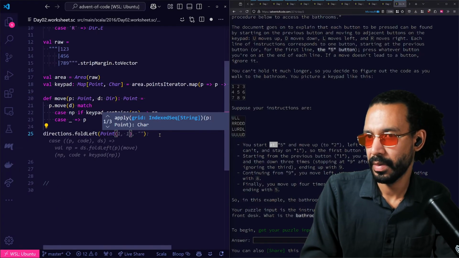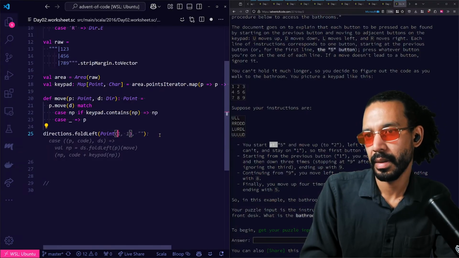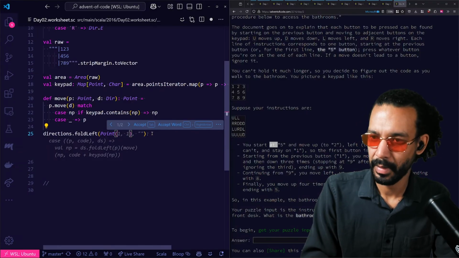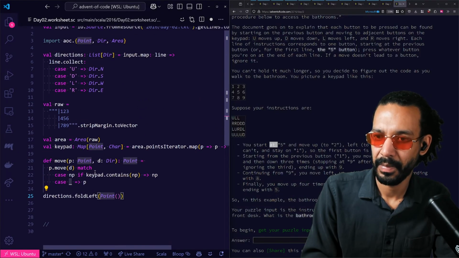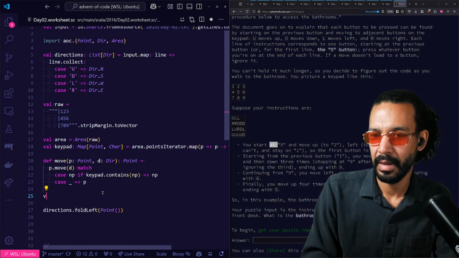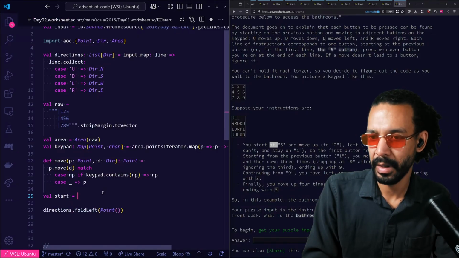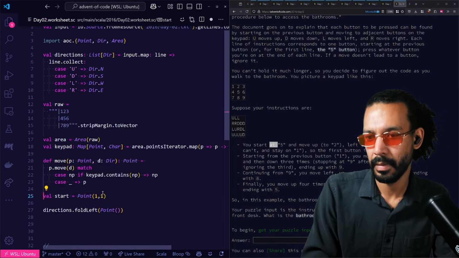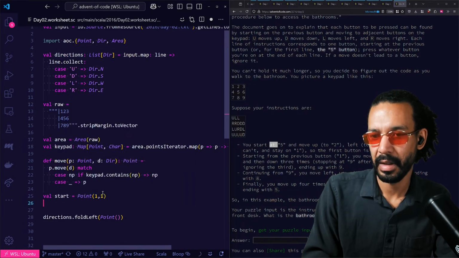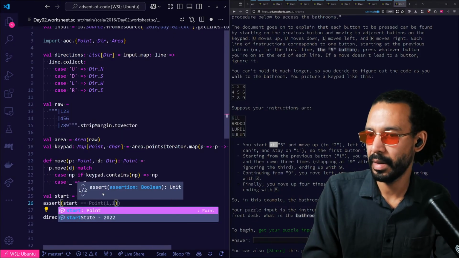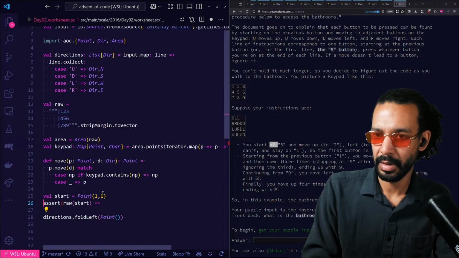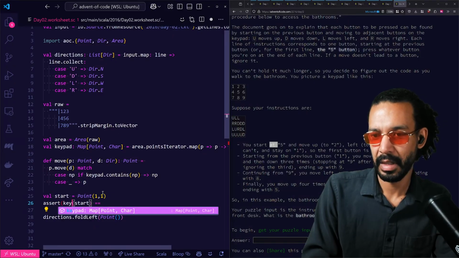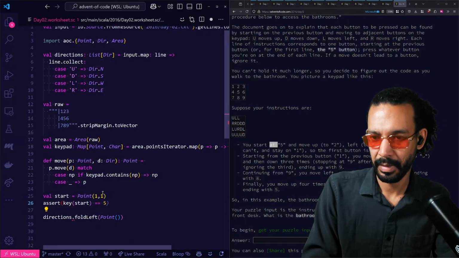Point, what is the point of, I guess we'll just define it. Val start equals 1, 1, right? We get assert start is, or keypad 5. So keypad let us start is equal to 5.